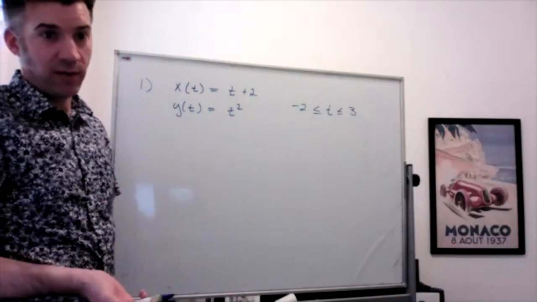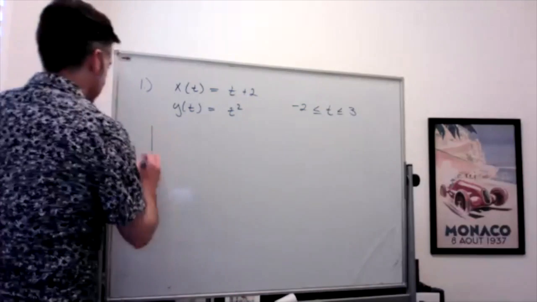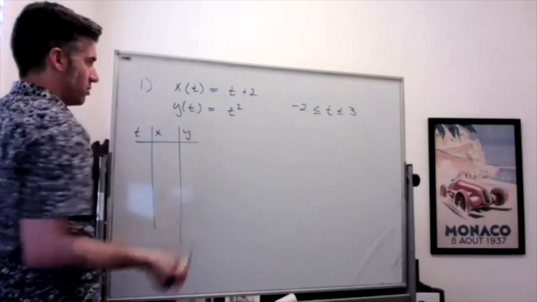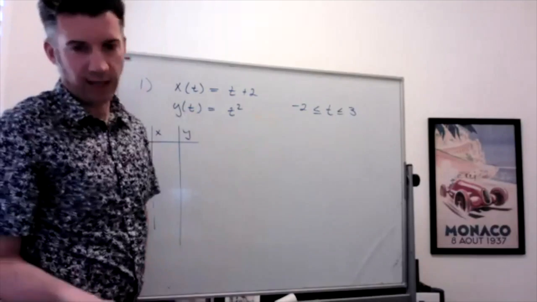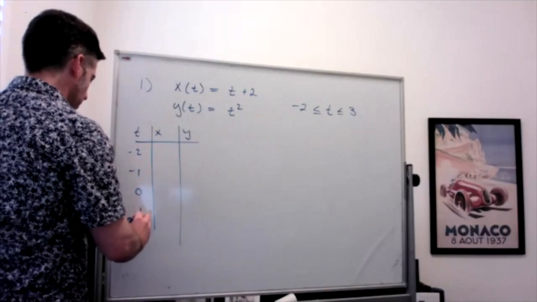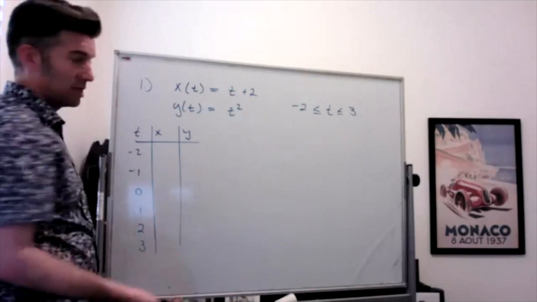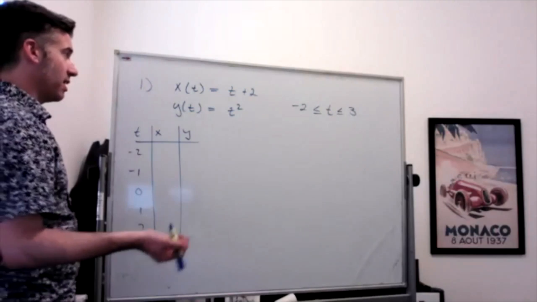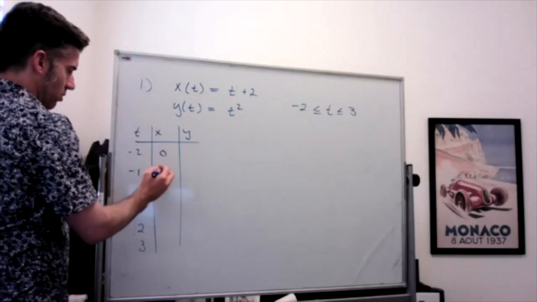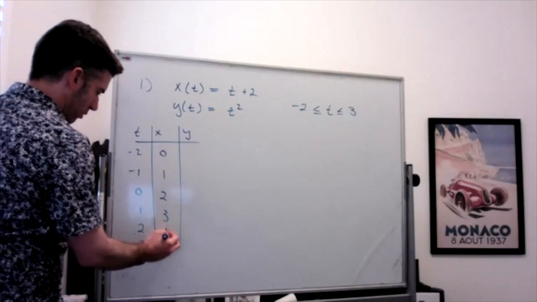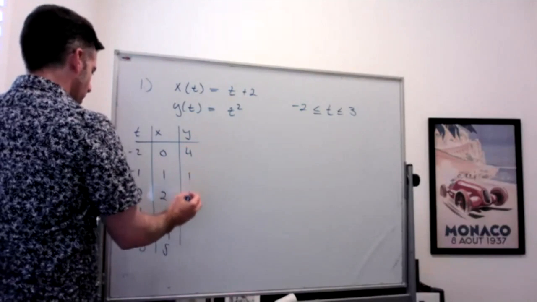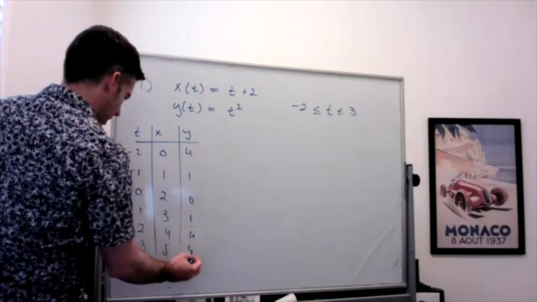Now, we could do it point by point, right? We could make a chart of t, x, and y values. And you know, we could pick lots of numbers. We would probably stick with just the integers like -2, -1, 0, 1, 2, and 3, since t is between -2 and 3. And then find the corresponding x and y values. The x values will be, let's see, so it's just t plus 2. So just add 2. So 0, 1, 2, 3, 4, 5. And the y values would be t squared. So 4, 1, 0, 1, 4, 9.